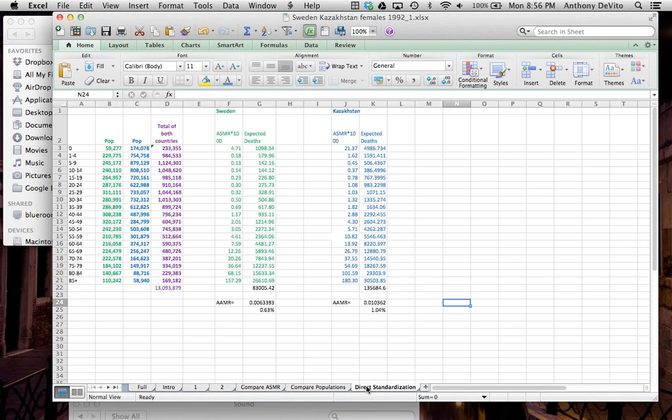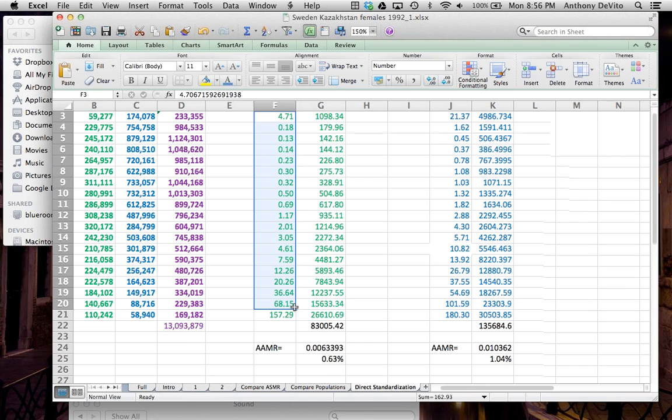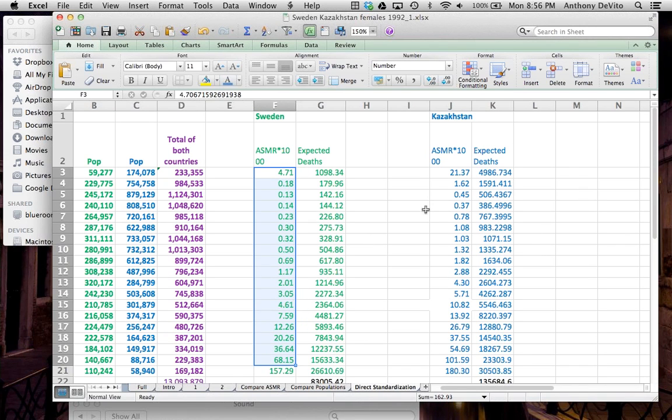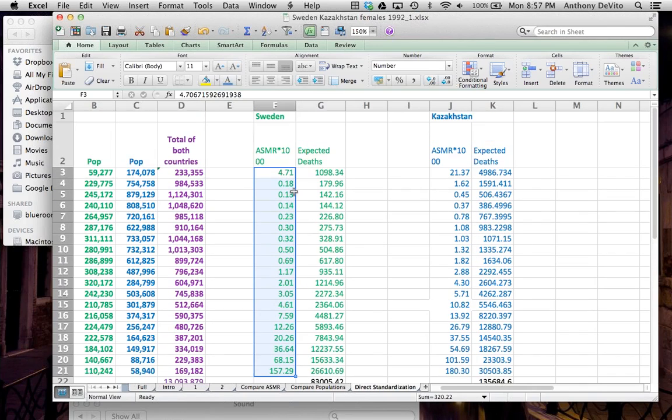Okay, so now we're going to use something called standardization. The problem here is that we know the rate at which these women are dying. Here's the age-specific mortality rate for Sweden. Here's the age-specific mortality rate for Kazakhstan. If we could just apply these rates to the same population, instead of two different populations that have different distributions, we'd have a much better idea of where these two countries really stand in terms of female mortality.